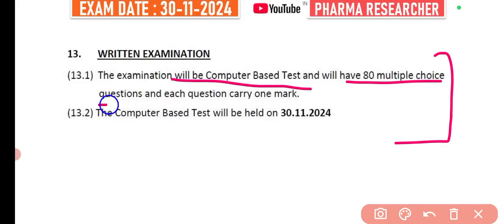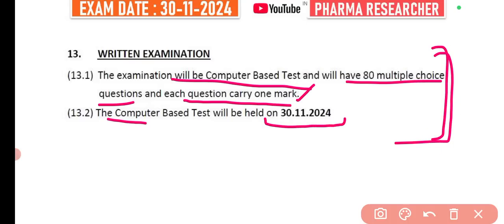80 MCQ questions will be there. Each question will carry 1 mark, and the computer-based test is on 30th of November 2024. So only 2 days are remaining, so we can discuss more.